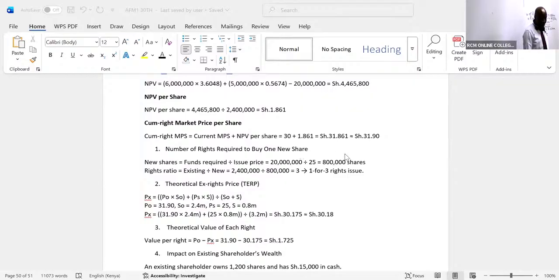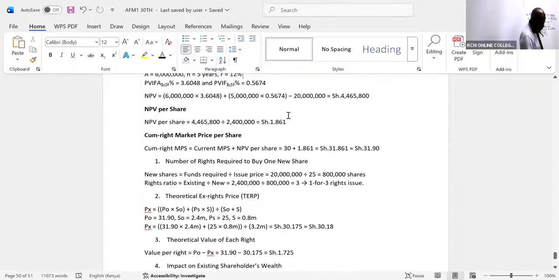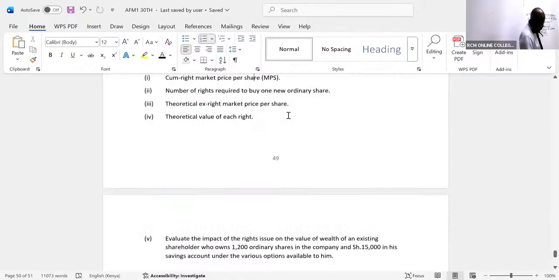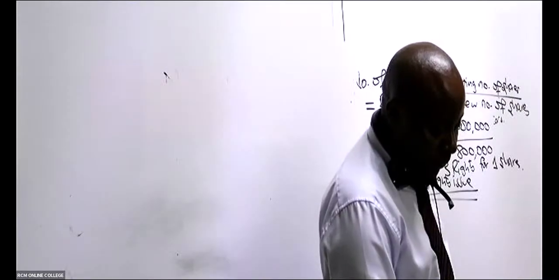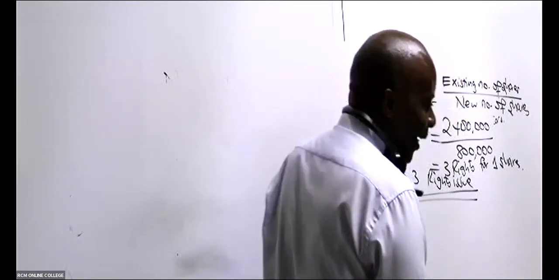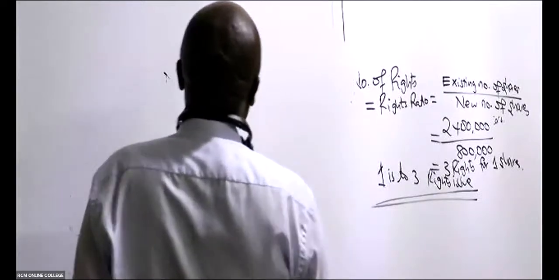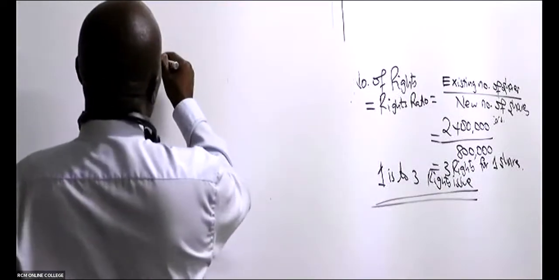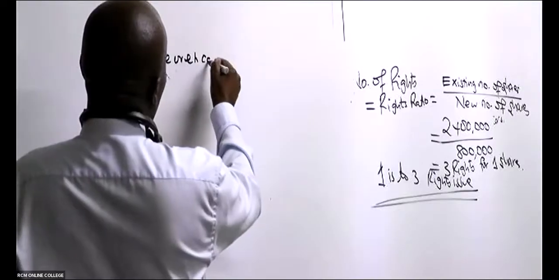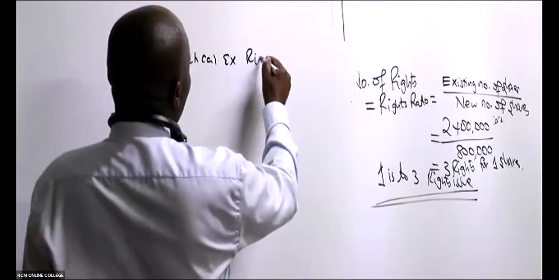Then you look at Roman 3 of this, or Roman 2 is over. So Roman 3 of this, what do they want us to give them? They want us to give them the theoretical ex-rights price, isn't it? Theoretical ex-rights price. So is there somebody who can give me this theoretical ex-rights price?